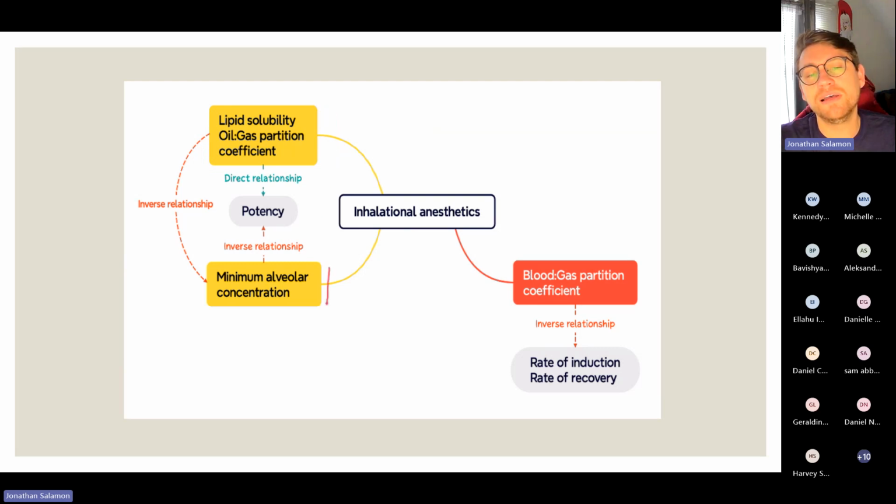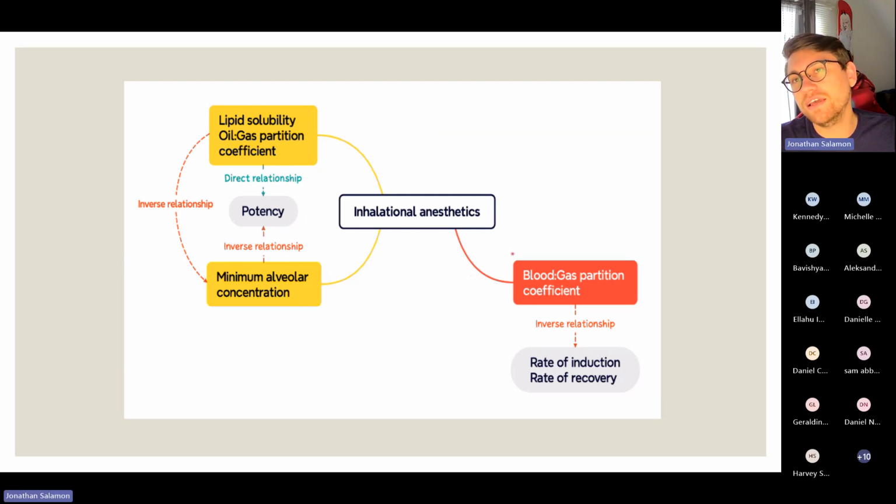Therefore, the minimum alveolar concentration is the smallest amount of the drug I can give somebody to have an effect. I think what it technically is, is the smallest amount of drug you can give to half the population to have the intended effect, right? High oil gas, high potency, low MAC. Please know that.